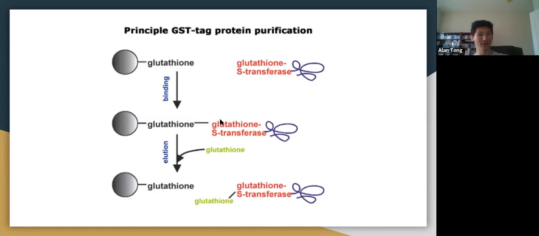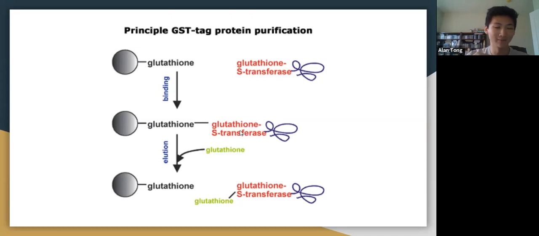One more example, GST, right? This stands for glutathione S-transferase. This is one more example of affinity chromatography. So this GST tag, it has an affinity for glutathione. I mean, it makes sense, right? It's an enzyme that binds to glutathione. So this GST binds to glutathione via that bond, it has an affinity for glutathione, right?